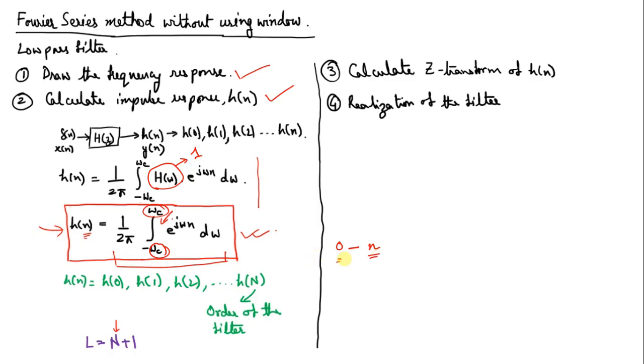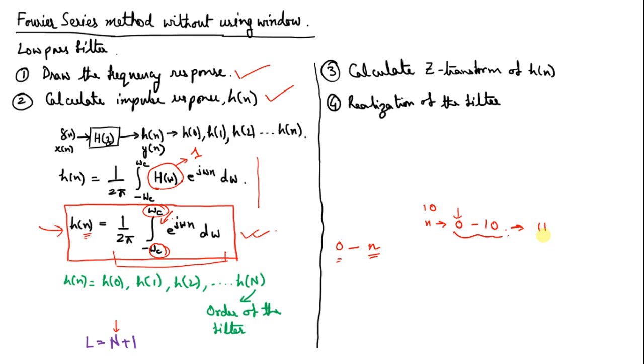Now, suppose the order of the filter is 10, then your n value will vary from 0 to 10. Now what is the length over here? If you consider 1 2 3 4 5 6 7 8 9 10, 10 plus the 0 component, you get a length of 11.